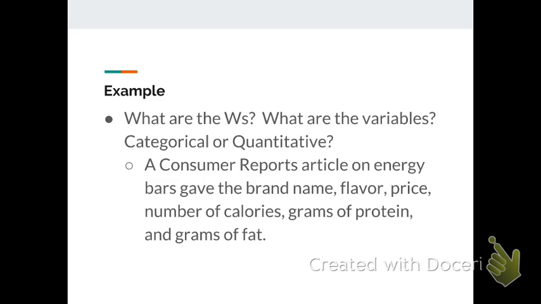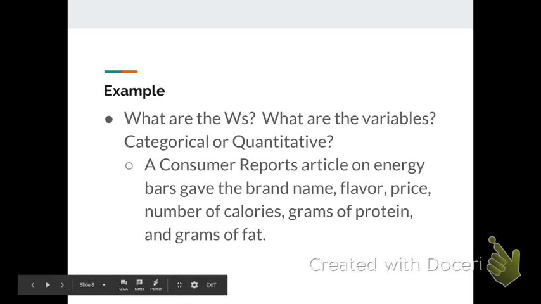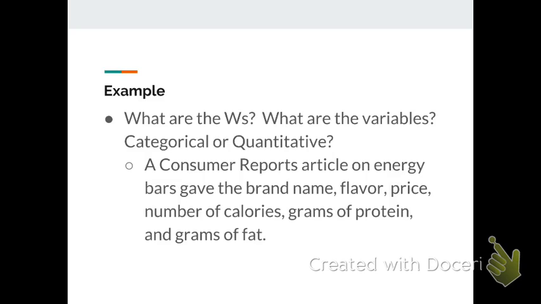Next would be the what. What exactly was studied? In this case, that would be the flavor, price, brand name, number of calories, the amount of protein, and the amount of fat in those energy bars. In this question, they did not tell us when the study was done. They didn't tell us where. They didn't tell us how or why, but we could probably make some guesses.